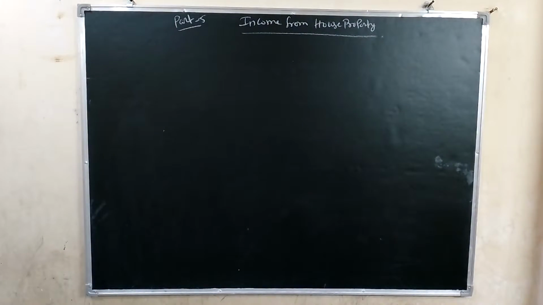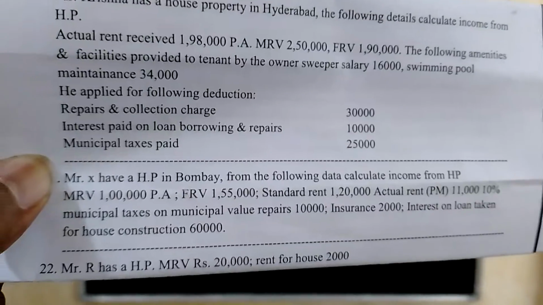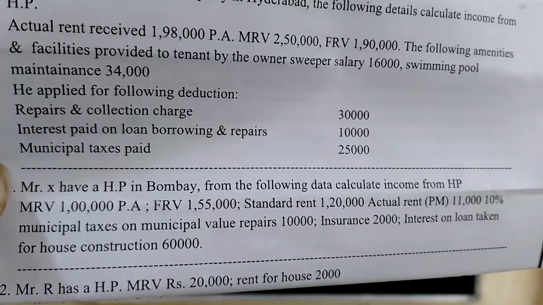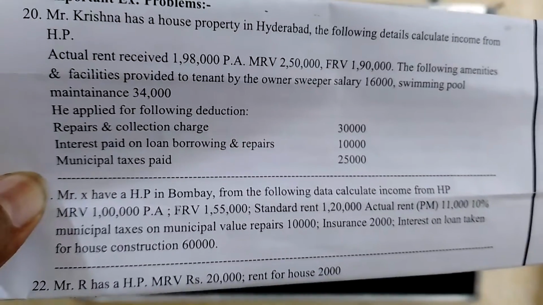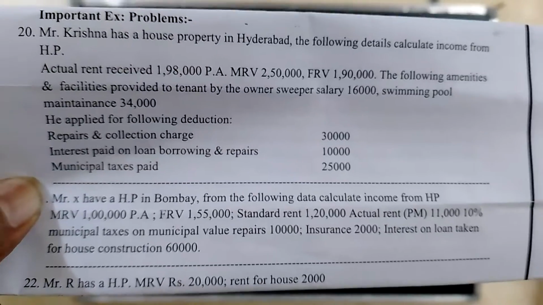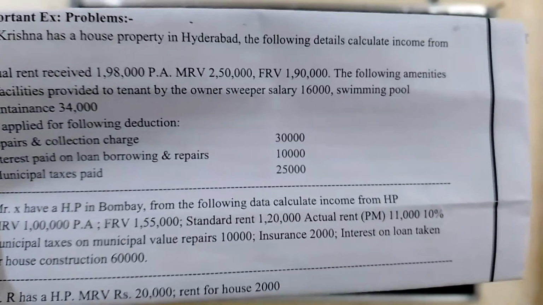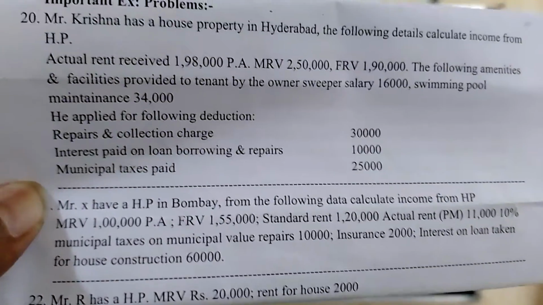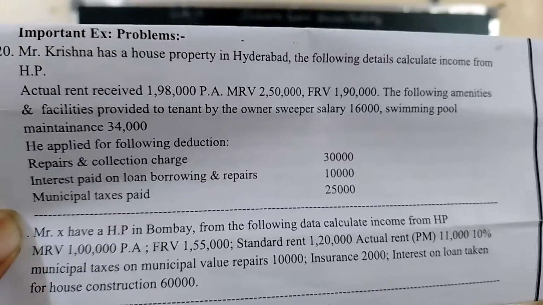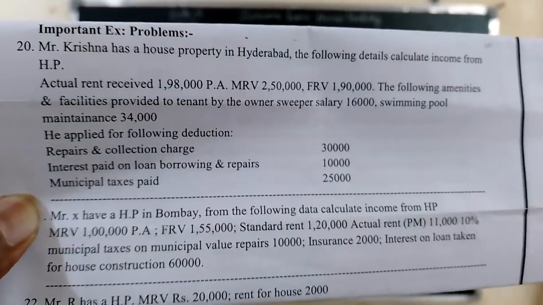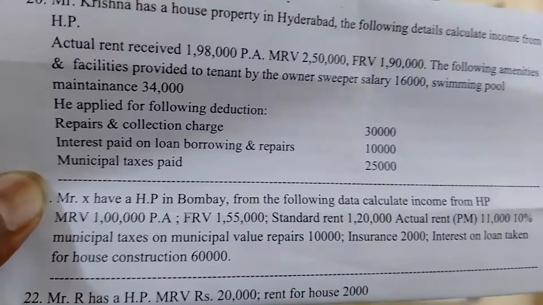Let us see the question. Mr. X has a house property in Mumbai. From the following data, calculate income from house property. Municipal rental value is 1 lakh. Fair rental value is 1,55,000. Standard rent 1,20,000. Actual rent per month 11,000 rupees. 10% municipal taxes on municipal value. Repairs 10,000. Insurance 2,000. Interest on loan taken for house construction is 60,000.